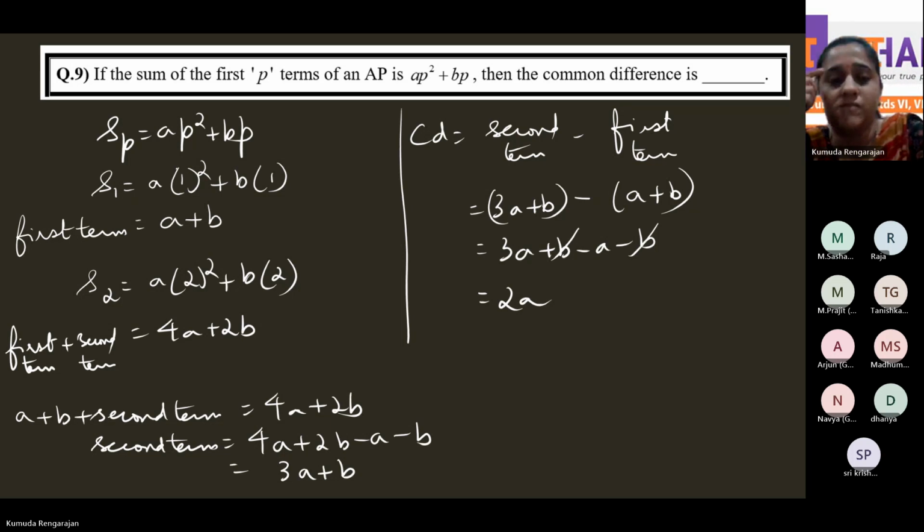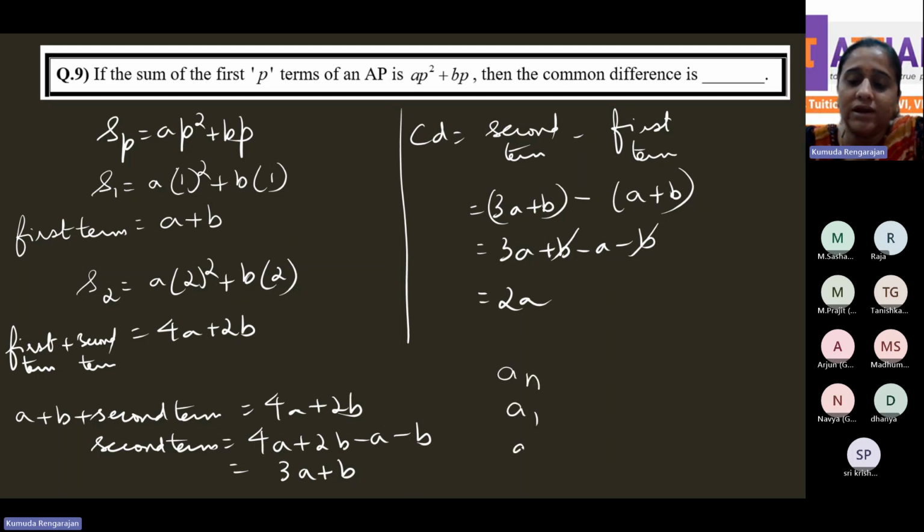Children understand? Yes, ma'am. If AN was given, then when you find A1 and A2, you get the first term and the second term. Then the difference, A2 minus A1, will give you the common difference. But if you're finding S1 and S2, S1 is A1, but S2 is A1 plus A2. So there you should substitute the value of A1 and find A2. Then A2 minus A1 is the common difference.